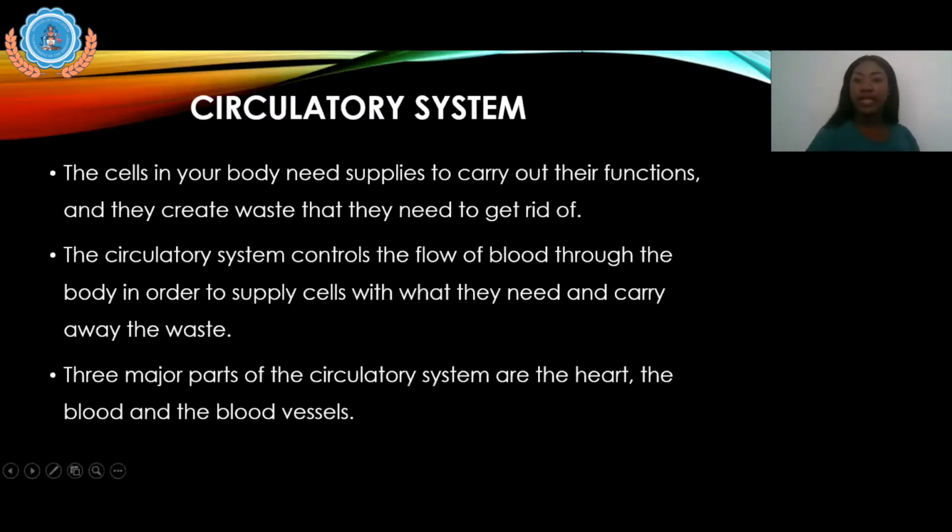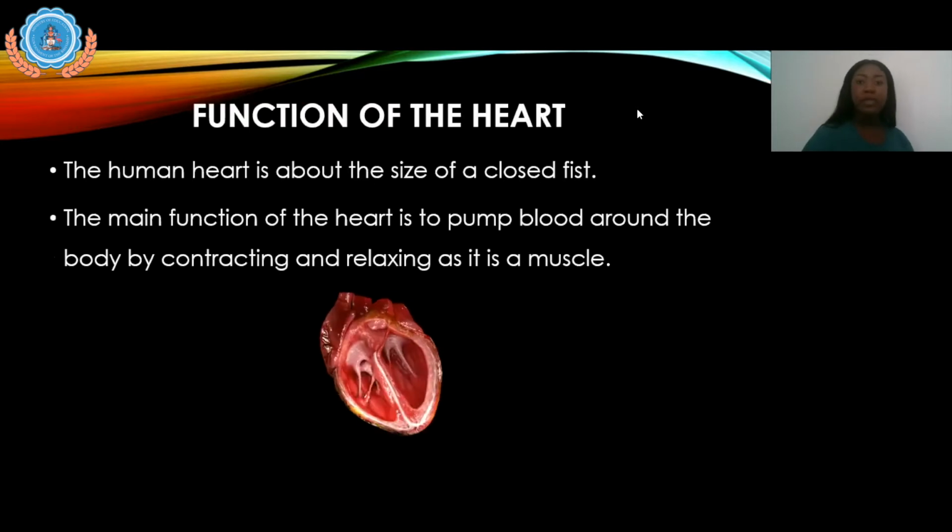So the circulatory system. The cells in your body need supplies to carry out their functions, and they create waste. If you create waste, that means you need to get rid of it. That's where the circulatory system comes in, because it controls the flow of blood through the body in order to support cells with what they need and carry away the waste that the cells have created. So the major parts of the circulatory system are 1, the heart, 2, the blood, and 3, the blood vessels. Okay?